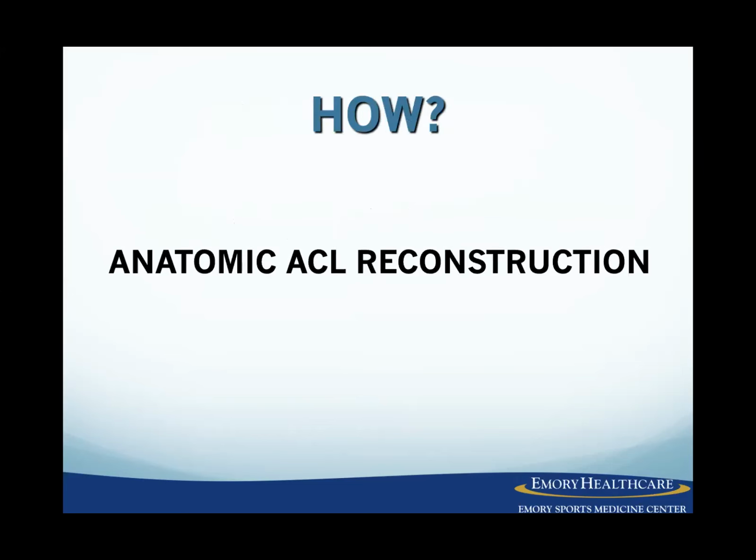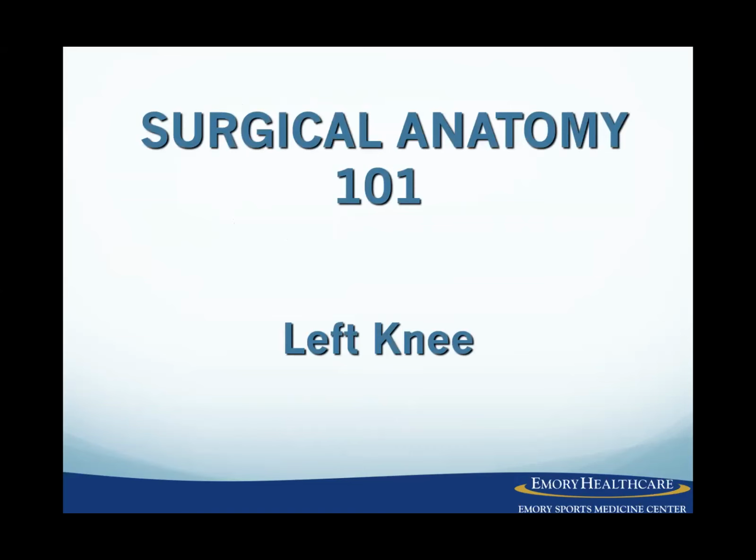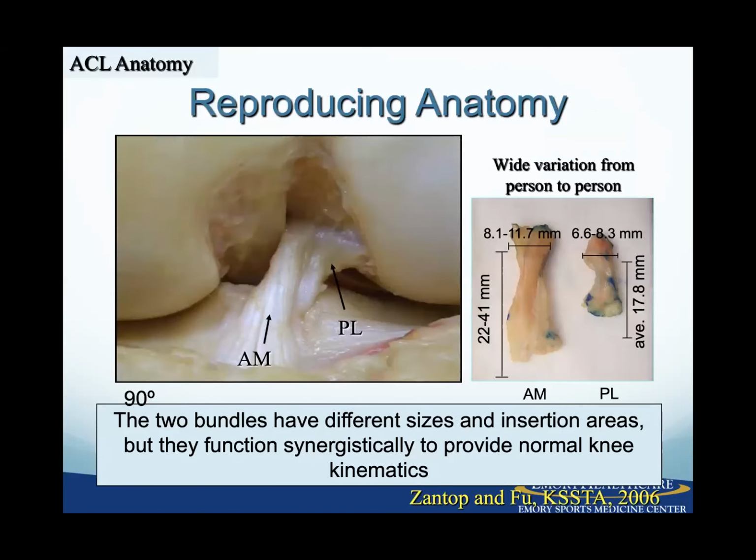So how? Well, we started doing anatomic reconstructions. This is kind of a cool group of slides I have that are interesting. I think you'll like it. I call it Surgical Anatomy 101. So there's that picture again, and you see the ACL. The interesting thing is the ACL is made up of two bundles, and you can tear these bundles independently.